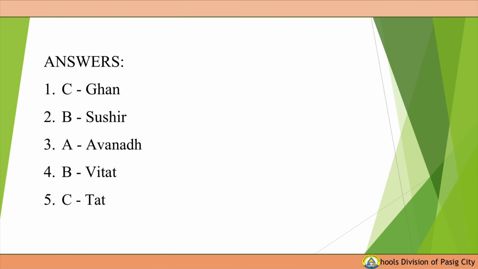It's time for us to answer. Number 1, the answer is C, ghan. Number 2, the answer is B, sushir. 3, the answer is A, avanaddh. 4, the answer is B, vitat. 5, the answer is C, tat.